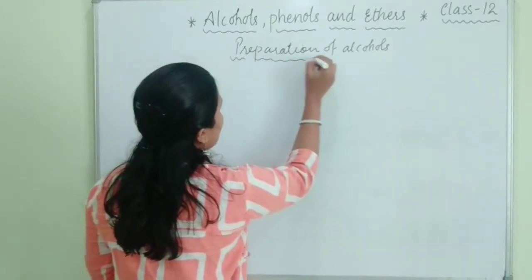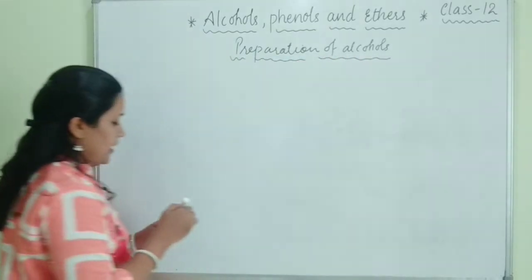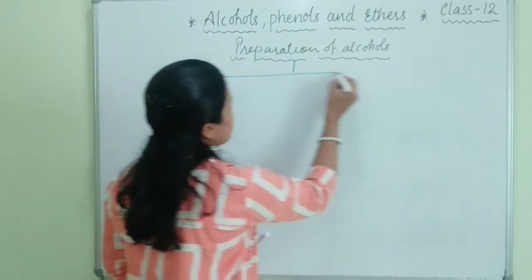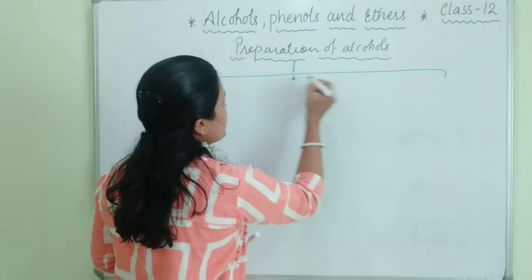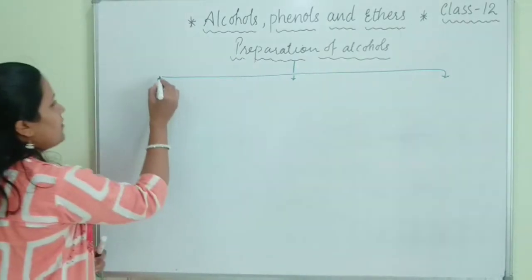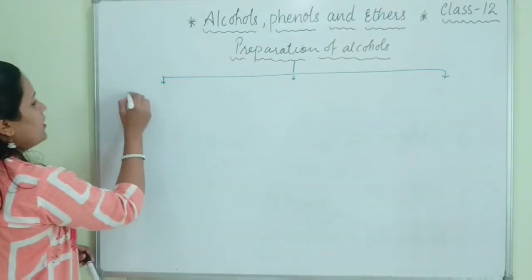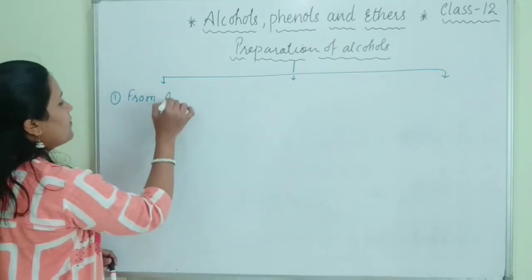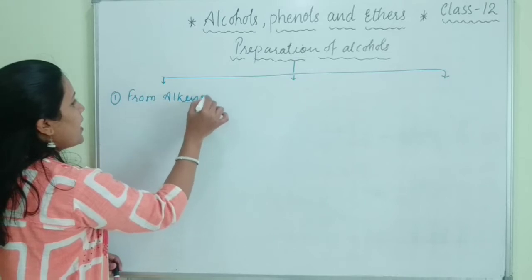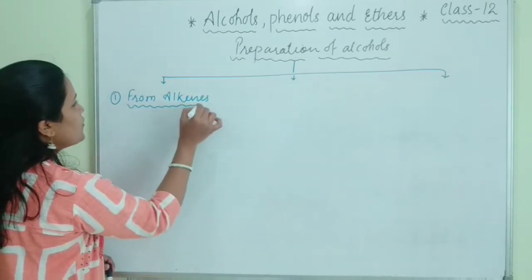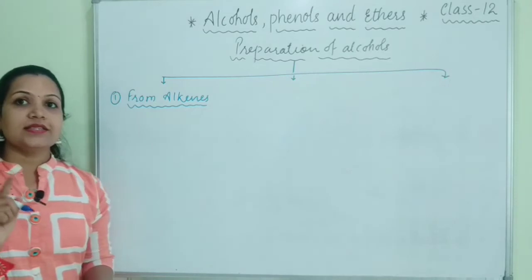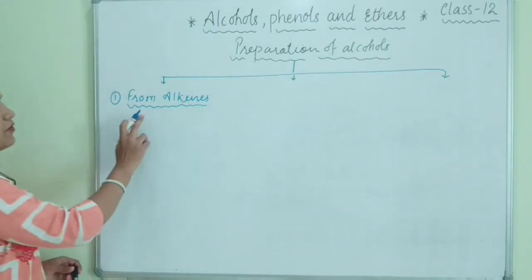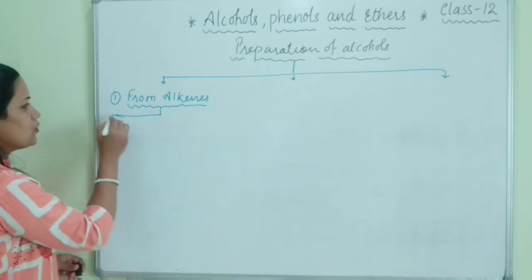In the preparation of alcohols, let's see that preparation of alcohol can be done in 3 ways. Now what is the first way? The first way is how we can prepare alcohols from alkenes, and a few concepts of this reaction you have already studied in your class 11th.